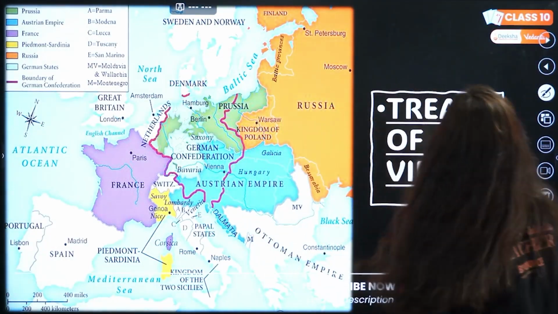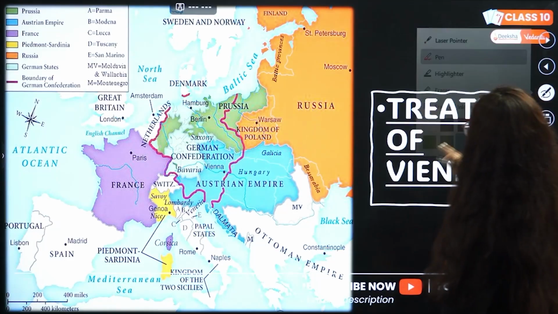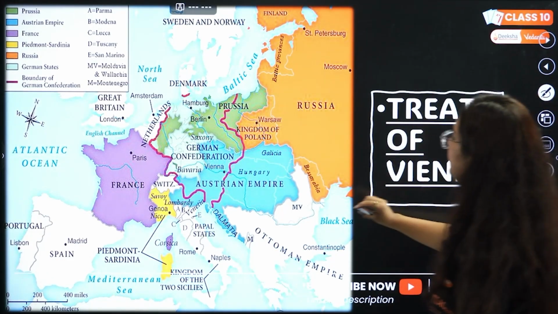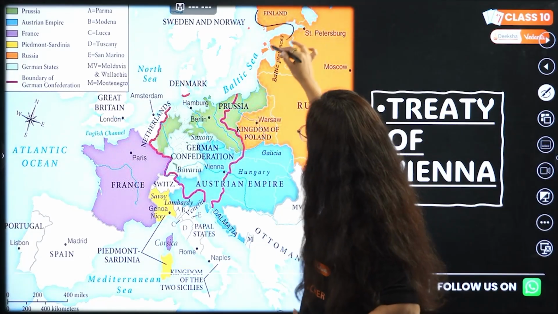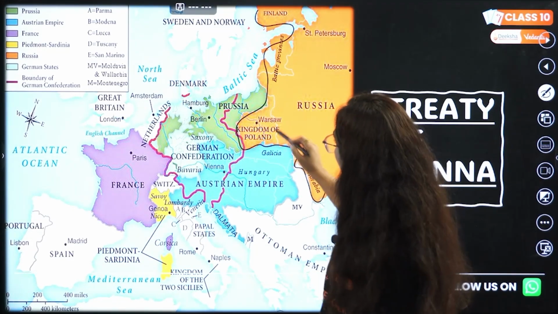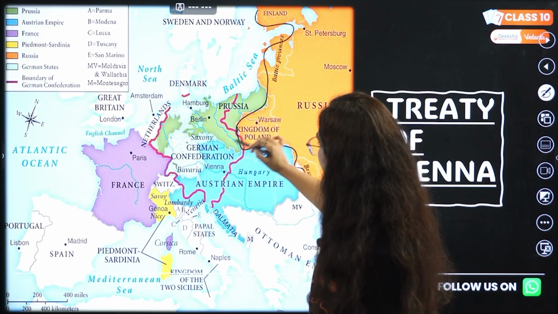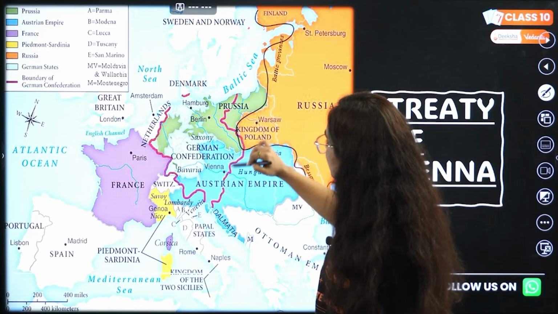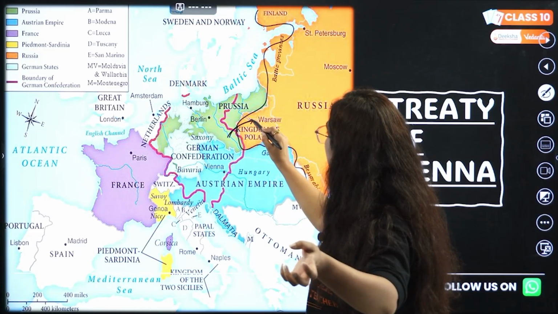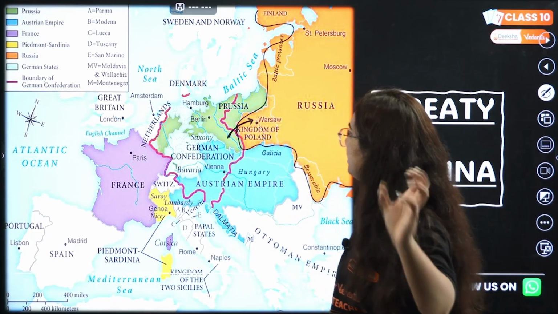Let's go back to this map and understand the situation very nicely. So this was Russia. Some area of Polish occupation, like Prussian occupation here, some area which comes under French control was given to Russia. Poland was given to Russia.